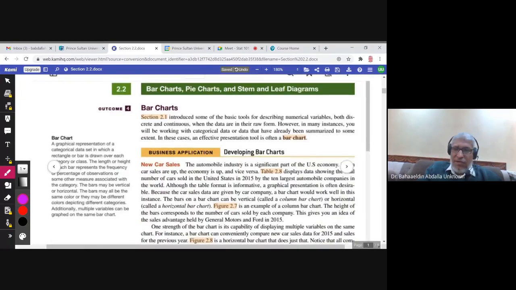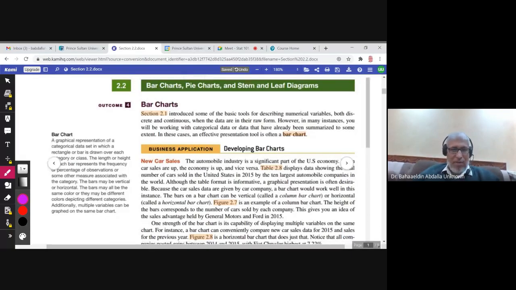Let us start with the first one, bar chart. A bar chart is a graphical representation of categorical data, so it's used with categorical data. We have the X axis and Y axis. It is a bar drawn over each category or class. So you put the classes on the X-axis, and there is a bar that represents each class.